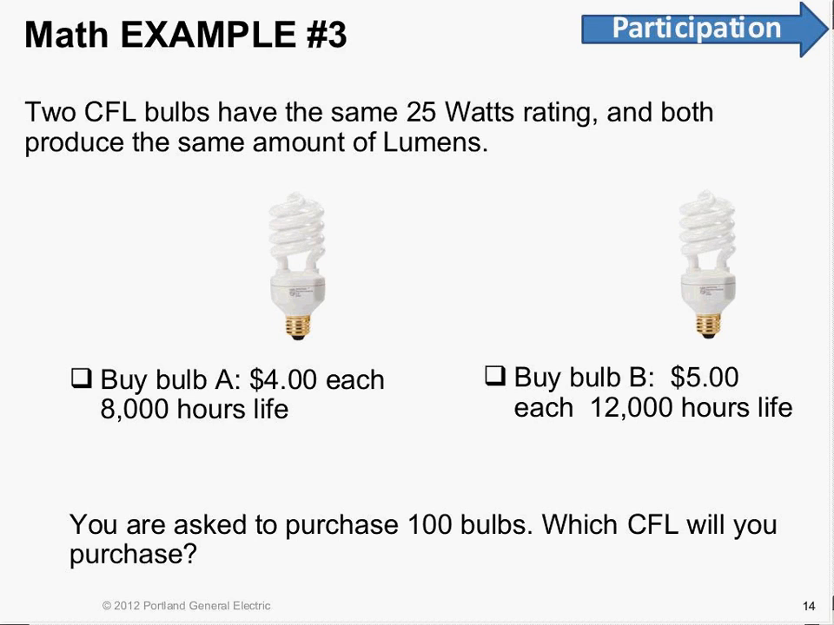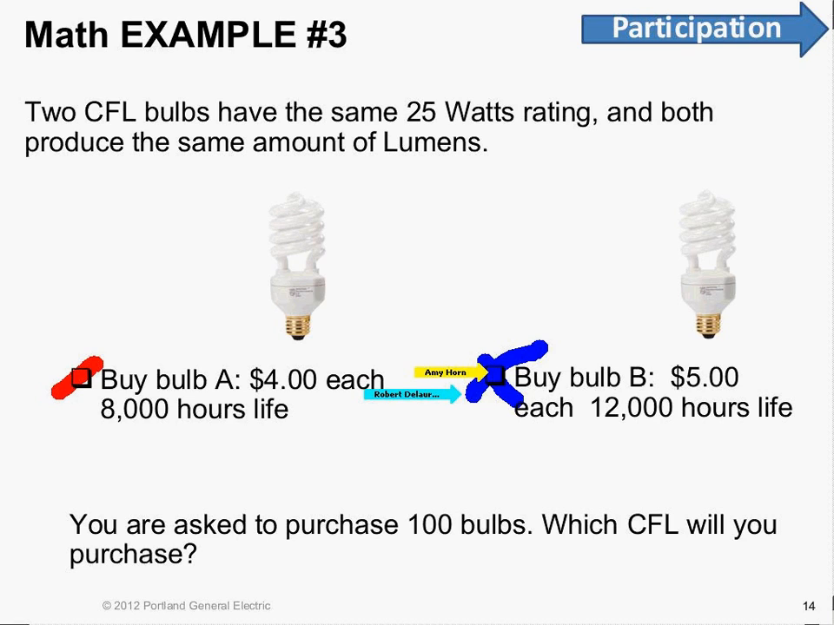You are asked to purchase 100 bulbs. Which CFL will you purchase? So I want you to use, again, your arrow in the upper left-hand corner or whatever symbol you would like and mark which bulb you would buy. It looks like many of you say, I get it, I'm going to buy the $5 bulb for the longer life. And others of you are saying, no, I'm going to go for the $4 bulb, it's cheaper. Both of those have aspects of being the right decision.